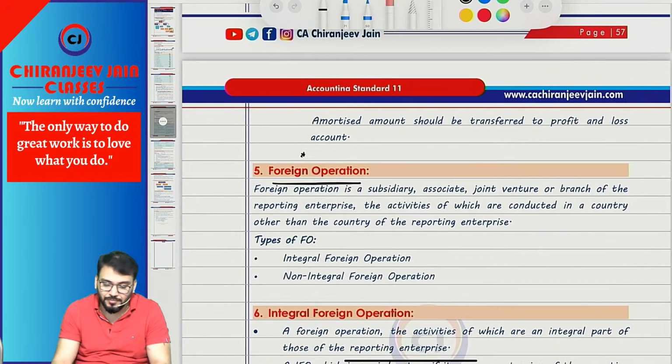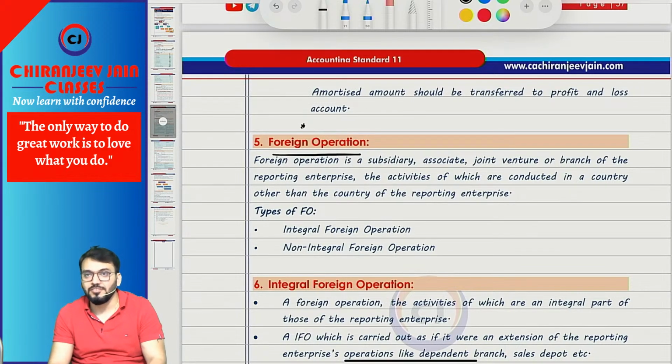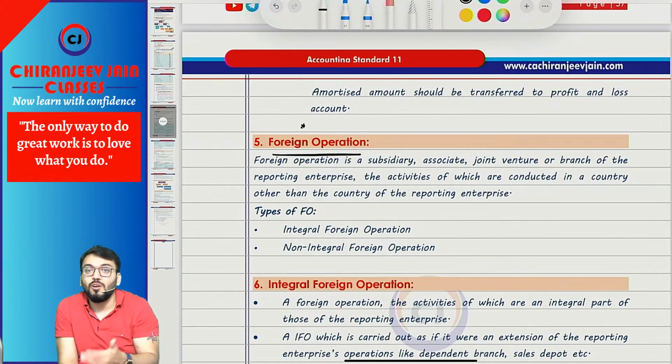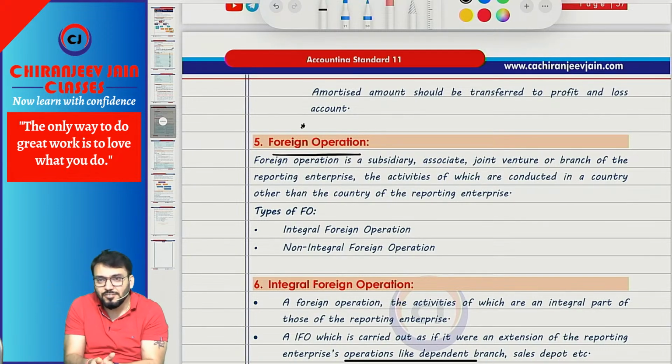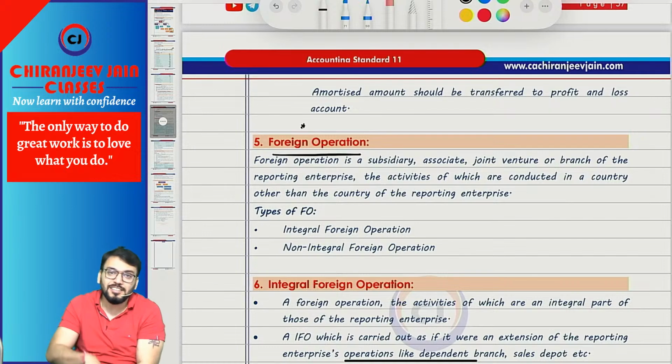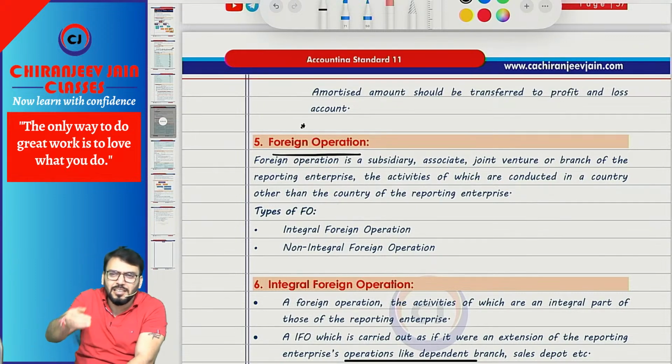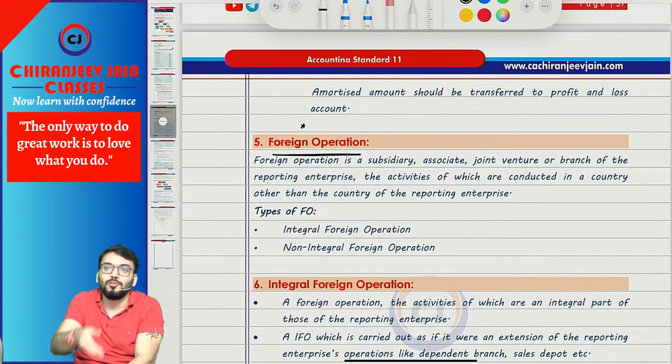Understood this point? Now coming to foreign operation, second topic. Now foreign operation means what? Any operation which is in a foreign country for an Indian reporting entity. So it can be either in the form of foreign branch, foreign subsidiary, foreign associate, or foreign joint venture. So if there is a foreign operation, for consolidation purpose we will translate the financial statements of the foreign operation as per the reporting currency of the Indian reporting entity.